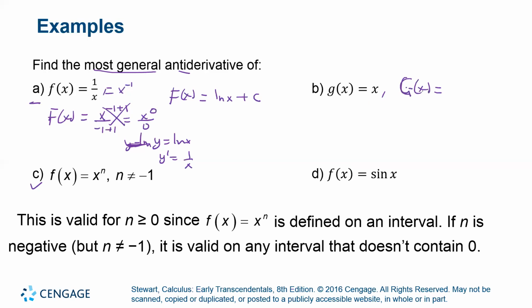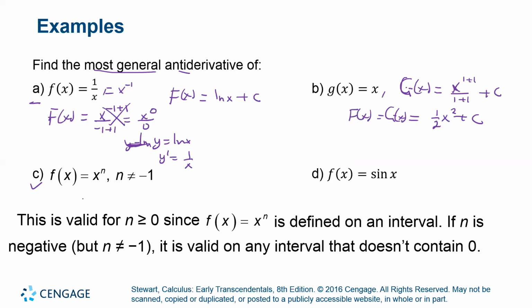For g of x equal to x, if I find the capital G of x, the antiderivative of that is going to be x, because the exponent is 1, so that'll be x to the 1 plus 1 over 1 plus 1, then plus the constant. So this is 1/2 x squared plus c. So my antiderivative is the same as the capital F of x.